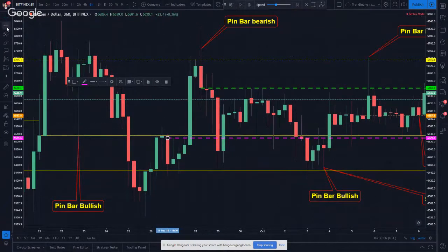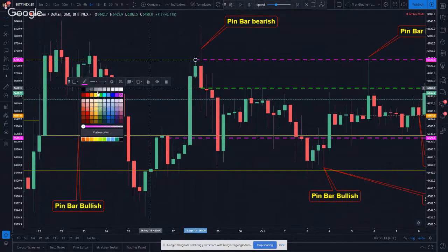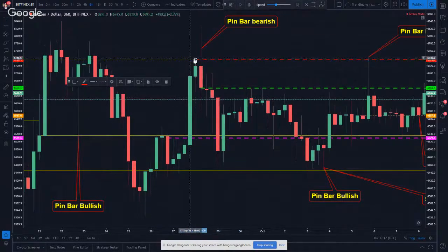Doesn't matter. Where would our stop loss have been on this bearish pin bar setup? You can place it way up there at the wick, but we're going to be careful on this one because that's a huge gap there, and we're going to use a little bit of risk management and place our stop loss there.